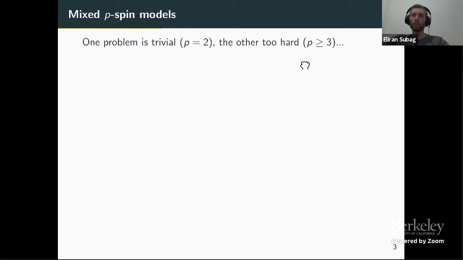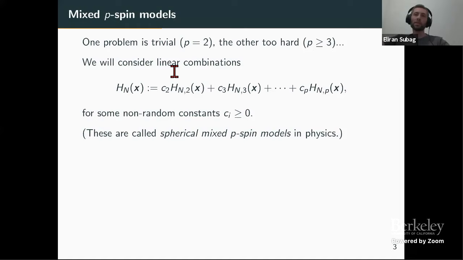For this, I want to consider a more general class of models. These are called the mixed p-spin models in physics, and they are simply linear combinations of the pure models. Here the coefficients ci are just deterministic numbers that determine your problem. And the game is as before: we take n to infinity, we get as an input the coefficients from all of these polynomials, and we want to produce a point close to the maximum.